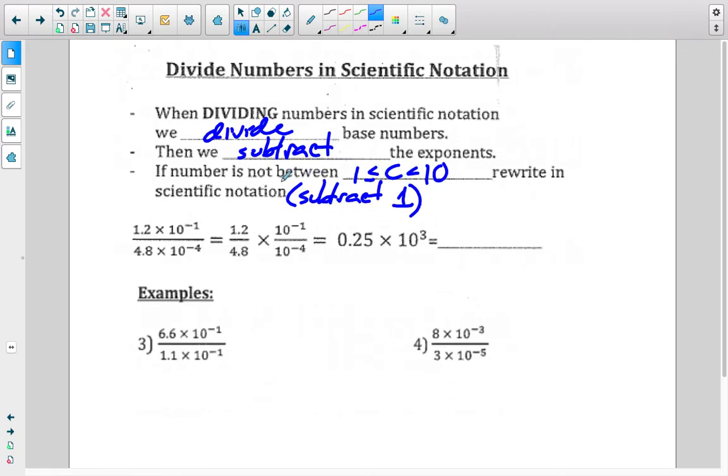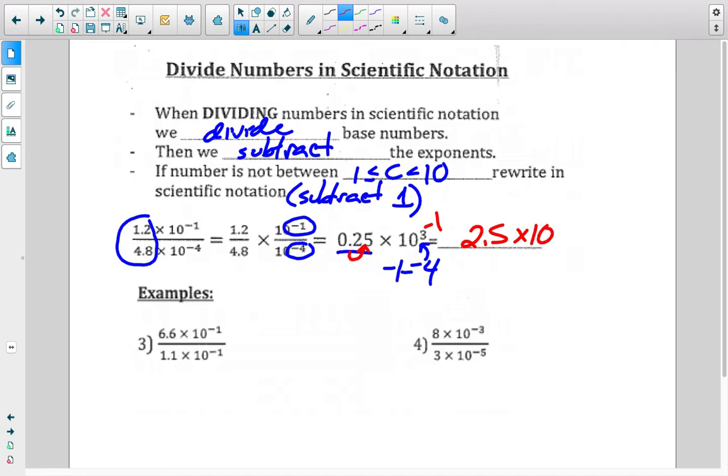So here we're going to divide these values, and when we divide them, you get 0.25. You can actually go straight to your calculator on that. Then we subtract the exponents. So negative 1 minus negative 4. It has to be top minus bottom. That gets us 3. So we have an issue here that our number out in front is not where it should be. I need to take this decimal point and move it 1 to the right, meaning that this answer is a little bit too small for scientific notation. I need to subtract 1 from that exponent. So 2.5 times 10 to the 2.